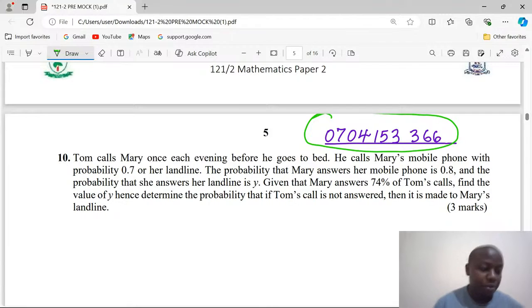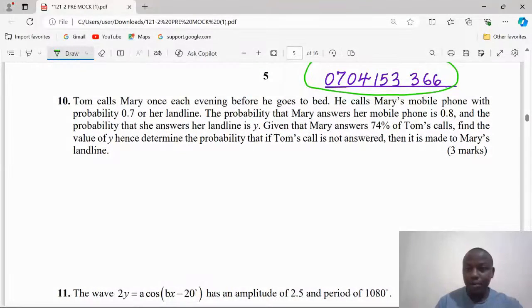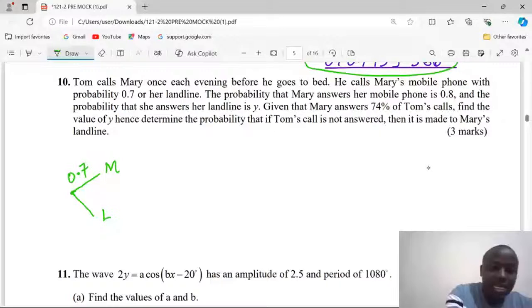So we're going to come up with a tree diagram first of all, and from the tree diagram we shall be able to work with what we are being told. So we have a gentleman here called Tom who makes calls to a lady called Mary. This can happen through the mobile phone or through the landline. So mobile phone, the landline. Calling through the mobile, which means calling through 0.3.